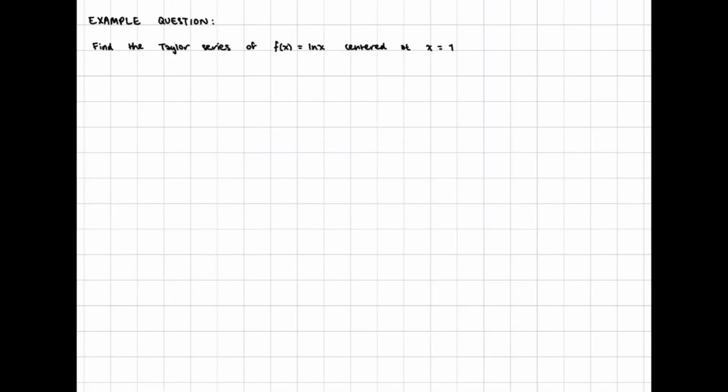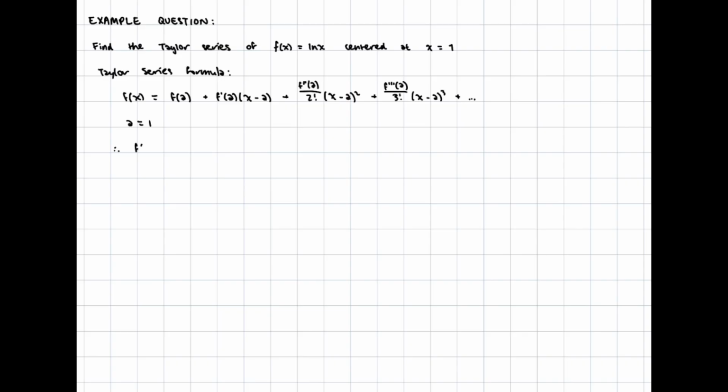In this question, we're finding the Taylor series for the natural log of x centered at x equals 1. So we'll start by writing out the Taylor series formula. Our series is centered at x equals 1, meaning a is equal to 1, so we can just substitute this into the formula.